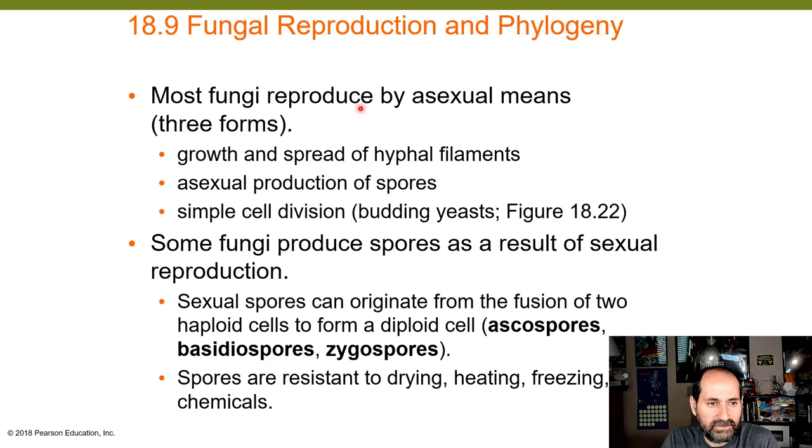Most fungi reproduce by asexual means. So there are three forms: growth and spread of hyphal filaments, which is when the actual cells are growing out from a central location; asexual production of spores, where you can form spores on the conidia; and simple cell division. Yeah, these guys can bud. Yeasts can bud.